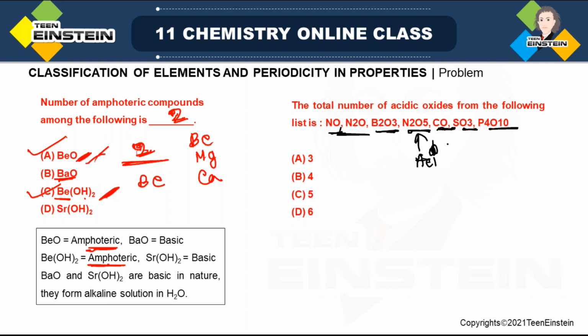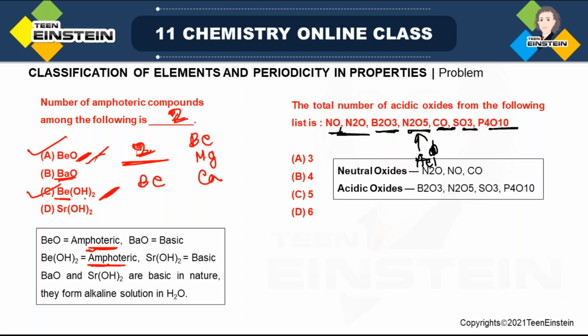CO, carbon monoxide, is not acidic. CO2 is acidic, and that depends on oxidation state. Remember, for the same element with different oxidation states, the higher oxidation state will be acidic. Then SO3 and P4O10 are also acidic in nature. Among these total 7, neutral oxides are 3. So how many acidic oxides are there? 7 minus 3, that is 4. So this option should be the correct option.